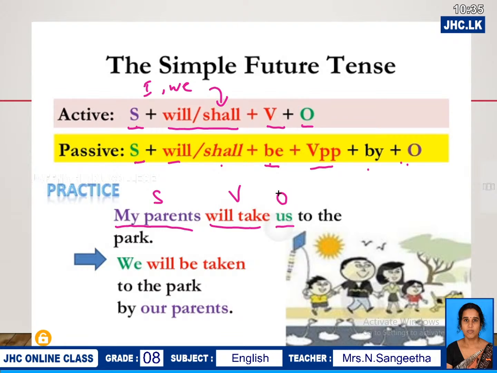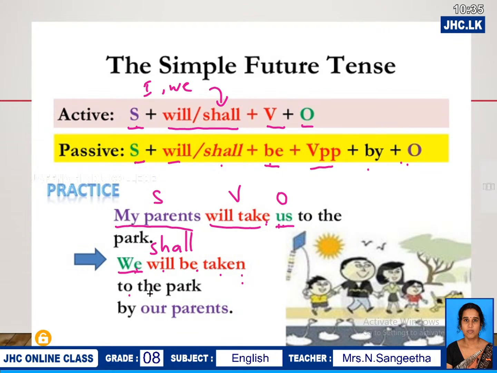Us is the object. This is the object pronoun. When you bring it to the beginning, you have to change it as the subject pronoun. Us comes to the front. We change it as we. So here we can use shall or will. Both are correct. We shall be or will be. But it is better to use will. We will be plus past participle of the main verb. What is the past participle of the main verb? Take is taken. So we will be taken to the park.